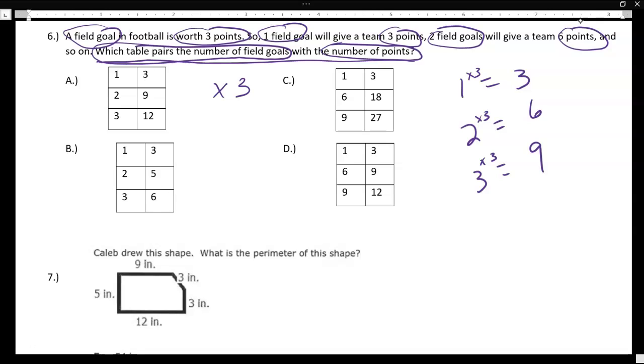So let's look at A. 1 times 3 is 3. Yes. 2 times 3 is 9. B. 1 times 3 is 3. 2 times 3 is 5. C. 1 times 3 is 3. 6 times 3 is 18. 9 times 3 is 27. So this is a match. D. 1 times 3 is 3. 6 times 3 is 9. Our answer is C.